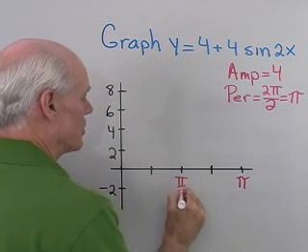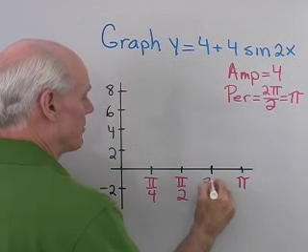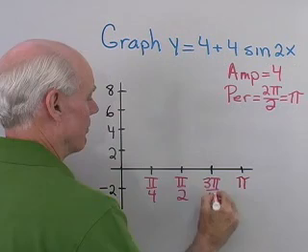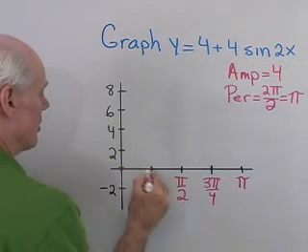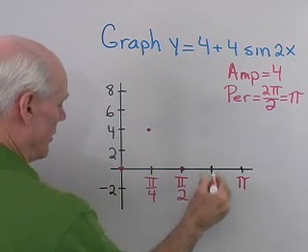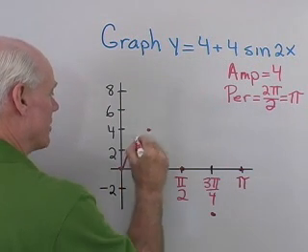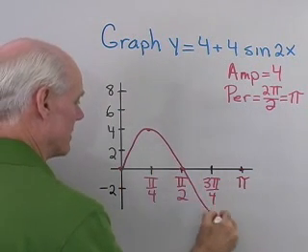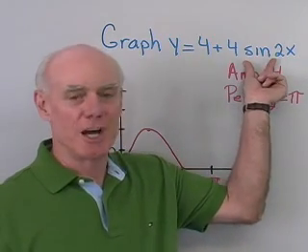That will be pi over 2. This will be then pi over 4, and this will be 3 pi over 4. So let's graph one complete cycle of that graph. It's going to start at 0, go up to 4, come back down to 0, go down to negative 4, and then back up to 0. And it's a sine curve, so it looks like this. So there's the graph of y equals 4 sine 2x.